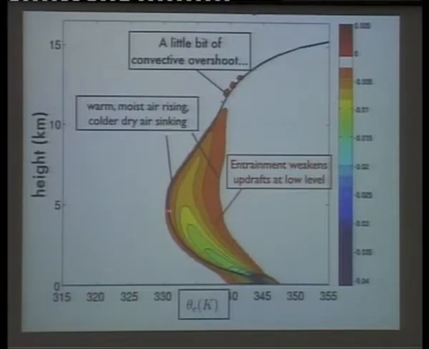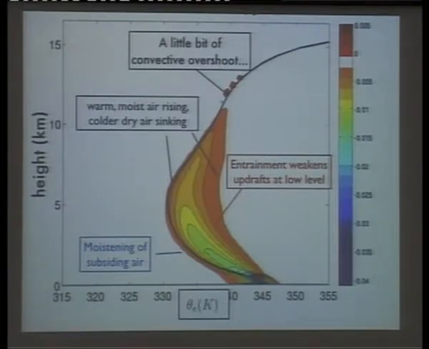So as the air goes up, it mixes with the air from the environment, and as a result the theta e of the updraft goes down. And you have a similar effect: as this mixing takes place, you have the entrainment of moisture that is associated with the increase of theta e as the air goes down.